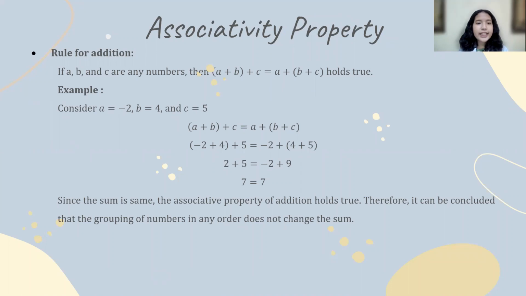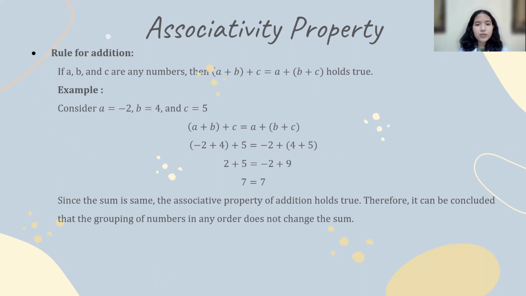If A, B, and C are any numbers, then the sum of A added to B, added to C, is equal to A added to the sum of B added to C. This holds true. For example, consider A is negative 2, B is 4, and C is 5.